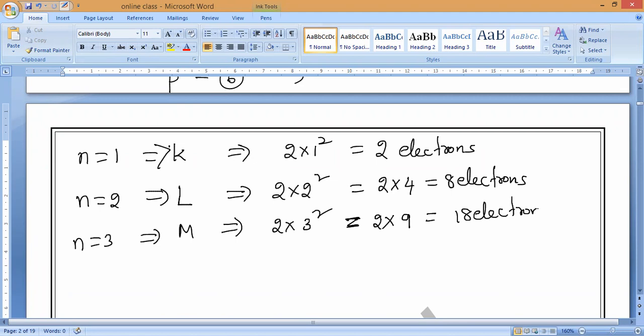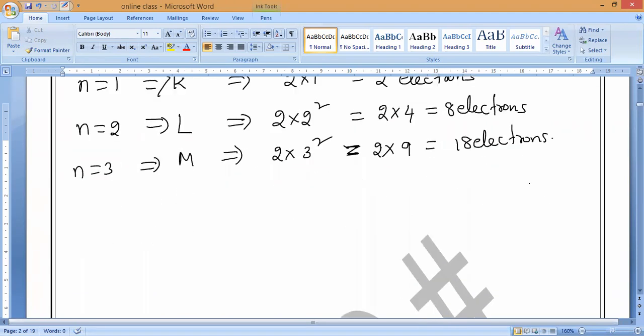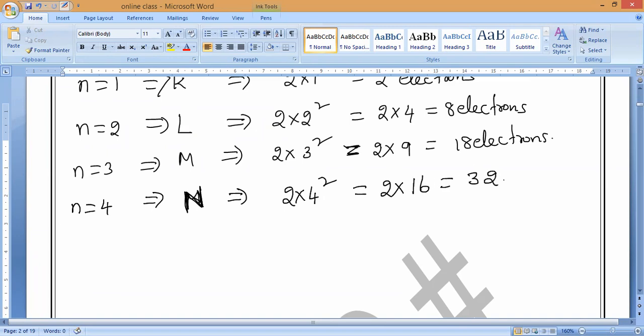Tamil Selvan and Darun, are you understanding? Now in the same way, if we take n equals 4, then what will come? K, L, M, N shell, so the N shell. Then it is 2 into 4 square. 4 square means 16, so 2 into 16 equals 32 electrons.